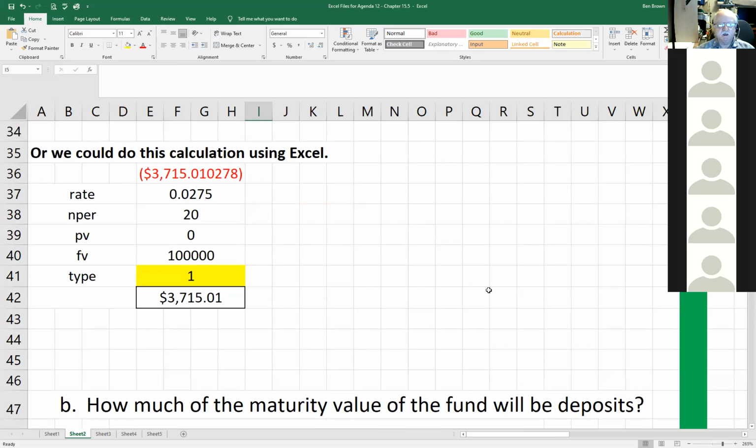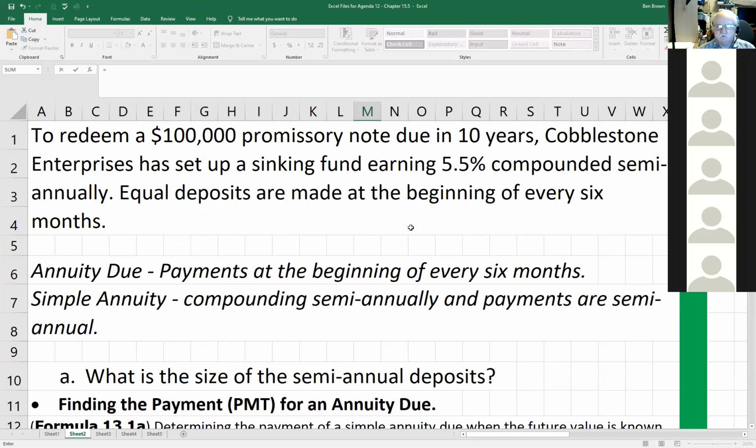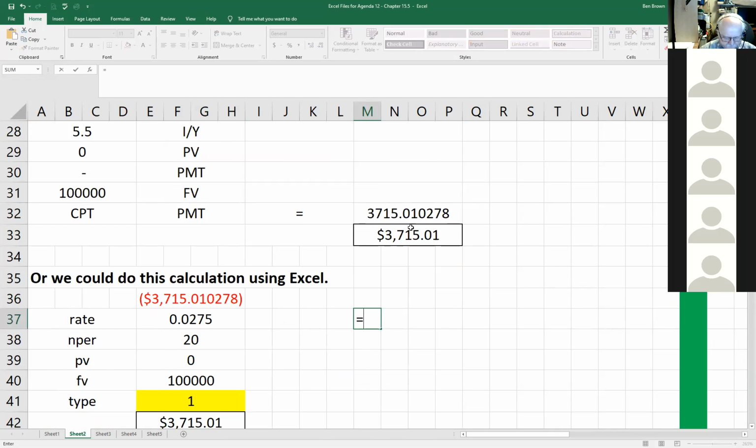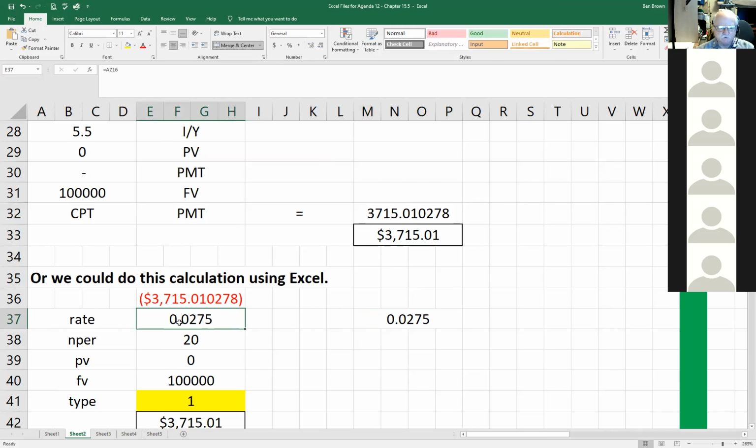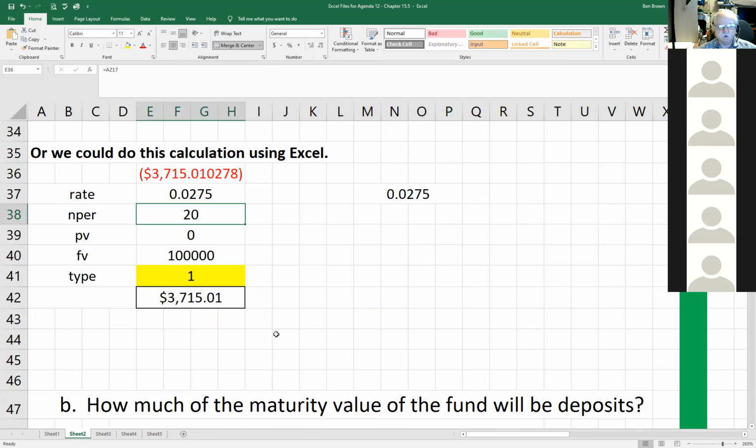And we can do the same calculation on Excel. We had to calculate the rate. What did we have to do? We had to go equals, and what was it? 5.5% divided by 2 because it's semi-annual. And so we had to calculate the rate for Excel, but the number of periods is still 20.